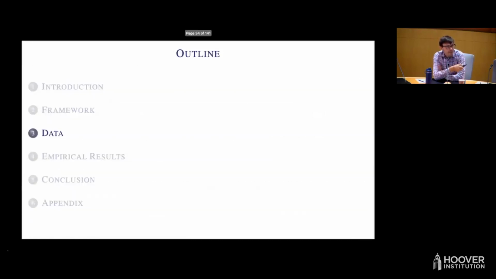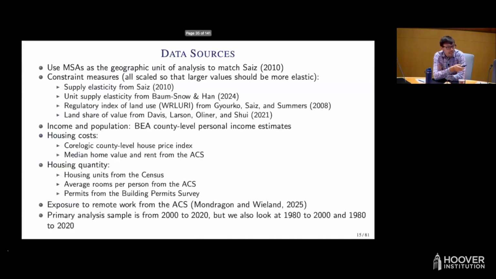But let me walk you through the data. We're going to do everything here at the city level. We have extensive discussion about that. We have 4 different measures of housing supply elasticity. And again, the goal here is to use various different ways of getting at this idea that the supply elasticities are different across cities. So we're going to use Saiz's seminal work. Burchfield and Hodge is constructed at the neighborhood level and then aggregated up to the city level. We have a purely regulatory index, the one from Gyourko, Saiz, and Summers. And then the 4th version is the land share and the home values from Davis, Larson, Oliner, and Shui.